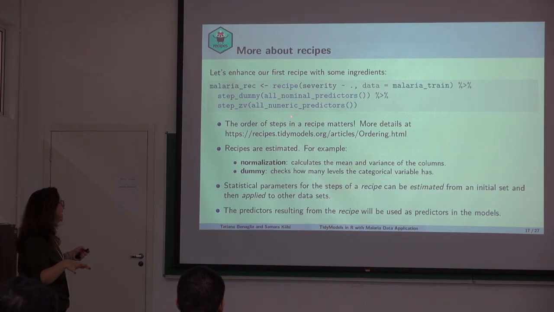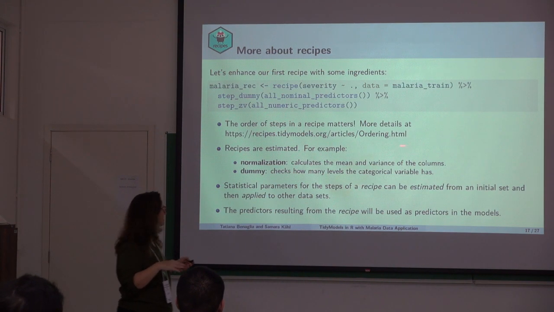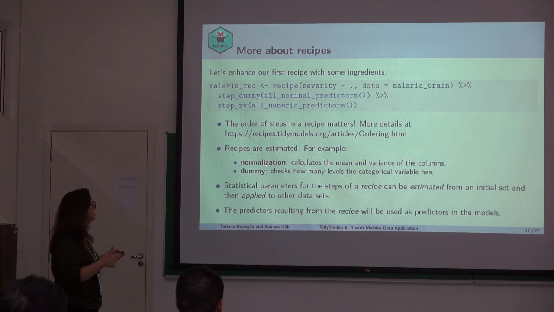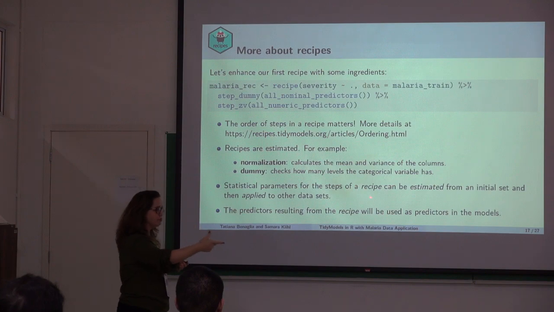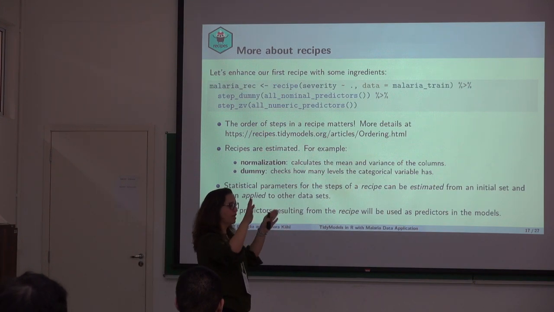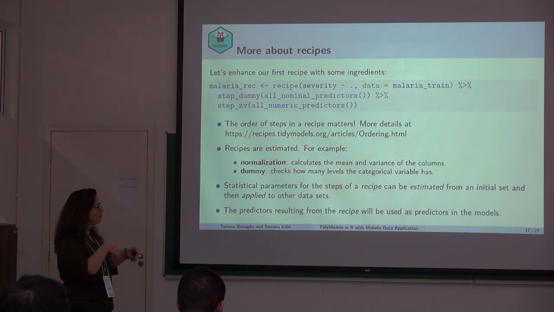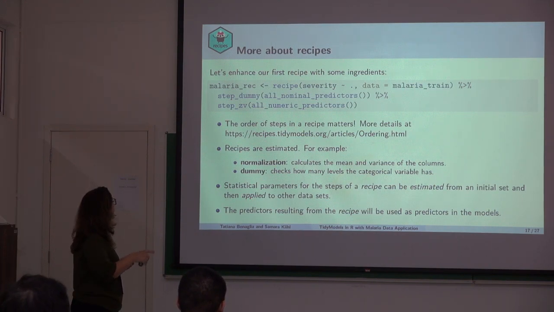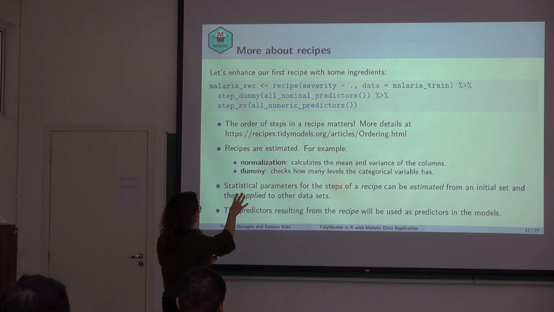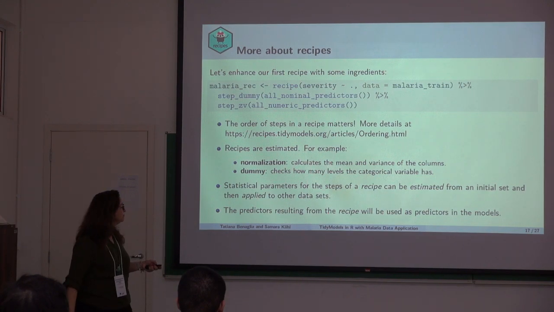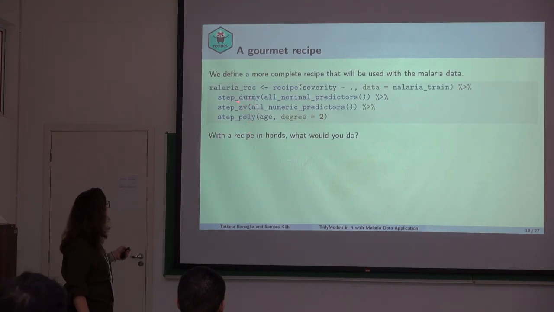And then we also don't have anything with zero variance. But just to show you these things. And then recipes are estimated. So like dummy variables, you need to check how many levels of the categorical variable you have so you can create them. If you have 3 categories, you need 2 variables and so on. And then you estimate these parameters from a recipe, from an initial set, that's going to be applied to other sets. Okay? That's why it's interesting.